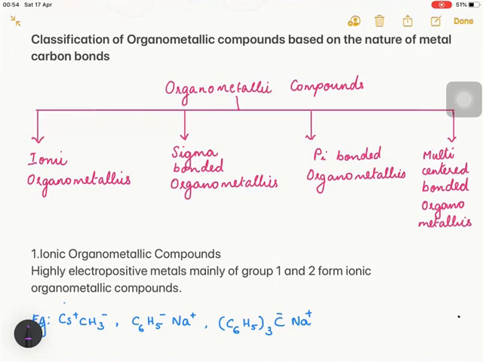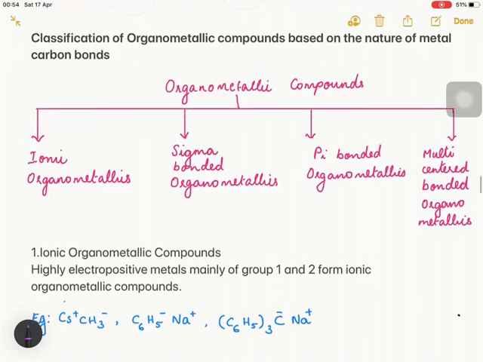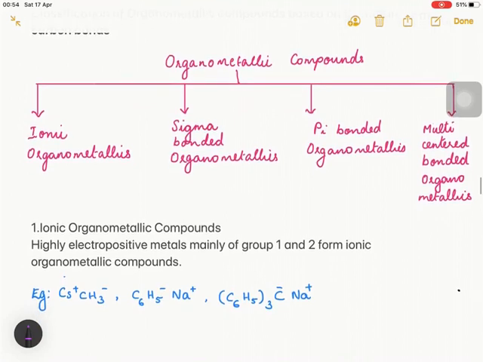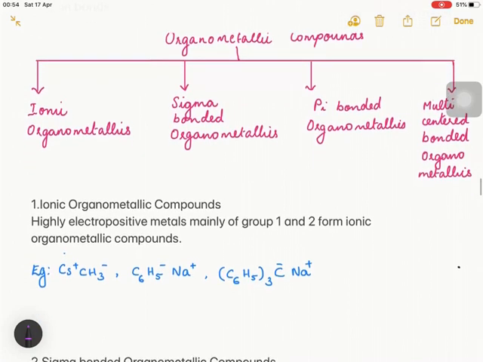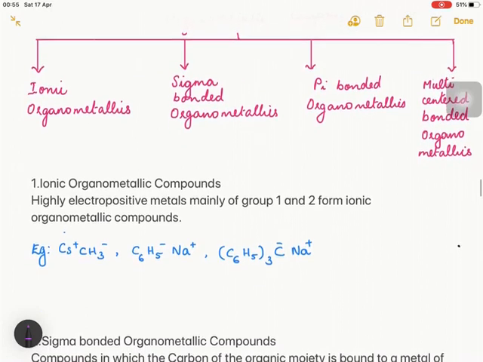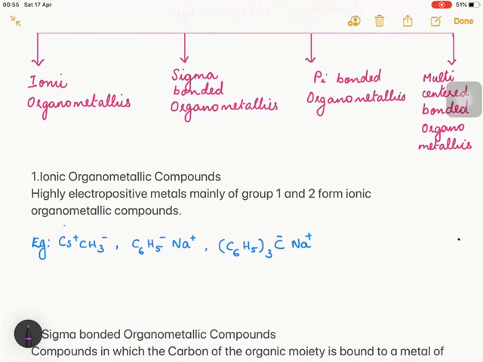Next topic is classification of organometallic compounds based on the nature of metal-carbon bonds. Organometallic compounds are of four types: ionic organometallic compounds, sigma-bonded organometallic compounds, pi-bonded organometallic compounds, and multi-centered bonded organometallic compounds. And the first one is ionic organometallic compounds.